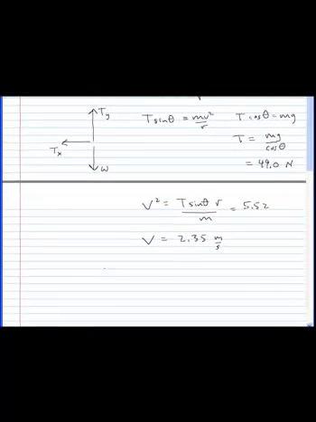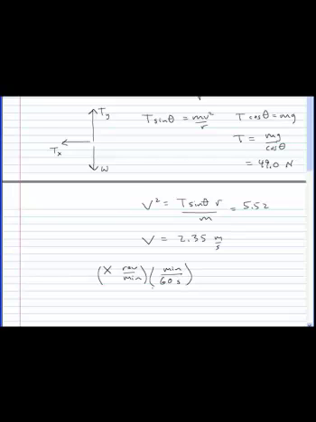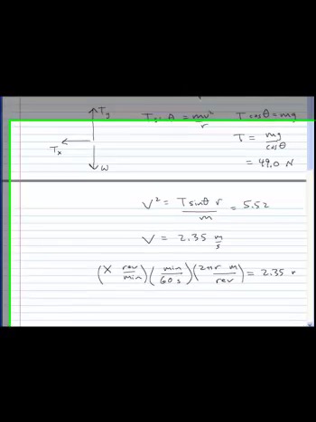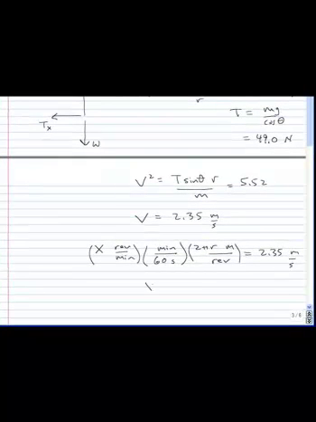So for revolutions per minute, we'd have to do some unit conversions. There are 60 seconds in a minute, and there are 2 pi r meters in a revolution, and that's going to equal our velocity in meters per second. That gives me 29.9 revolutions per minute.